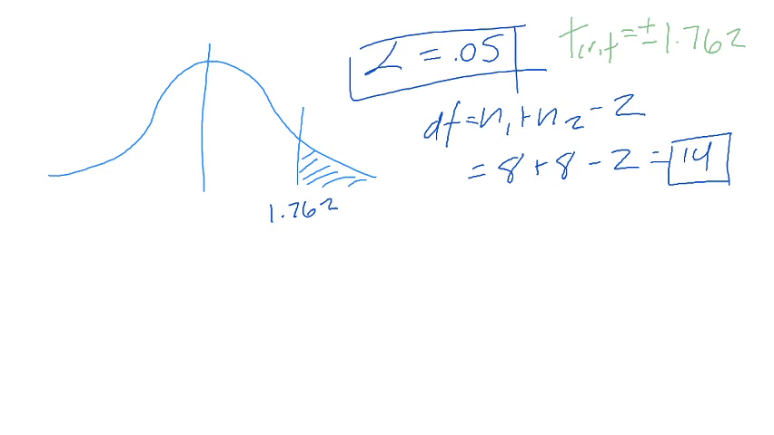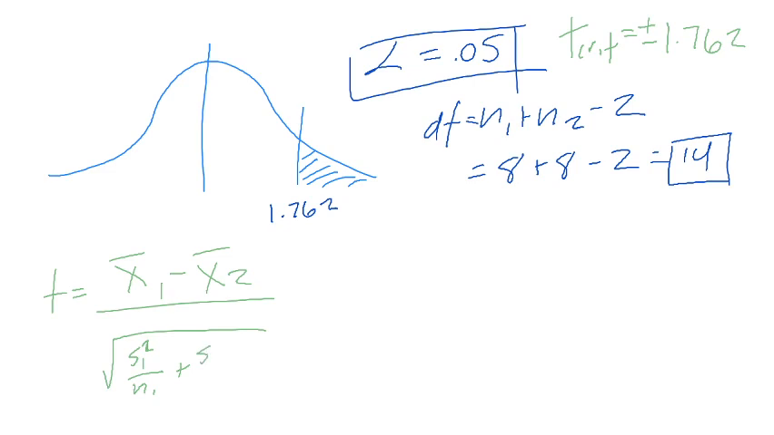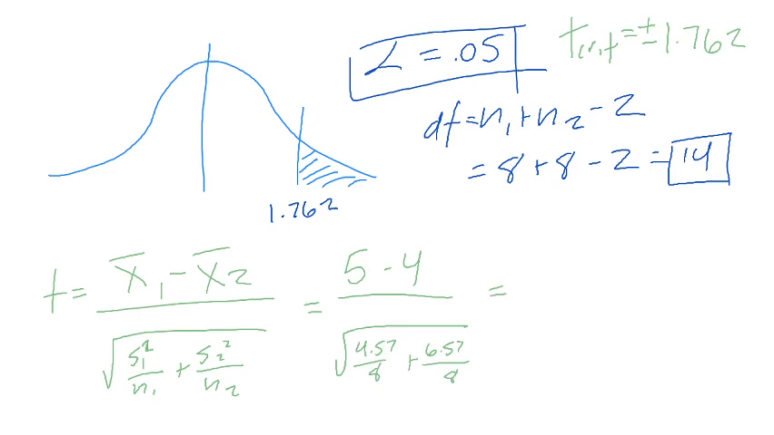All right, so let's go ahead and calculate then. Let's get our t. Remember, our formula looks like this. We're comparing both of those independent means and their variance over their n. It's going to look something like this. Get all those values in here, 4.57 over 8 plus 6.57 over 8. If we do a little bit of math here, we get a t value that looks something like this, 0.847.